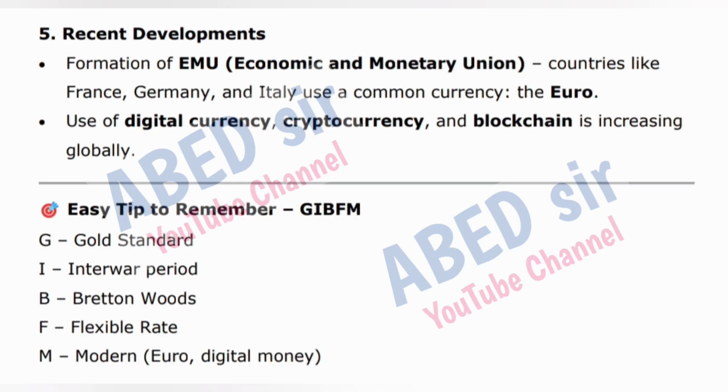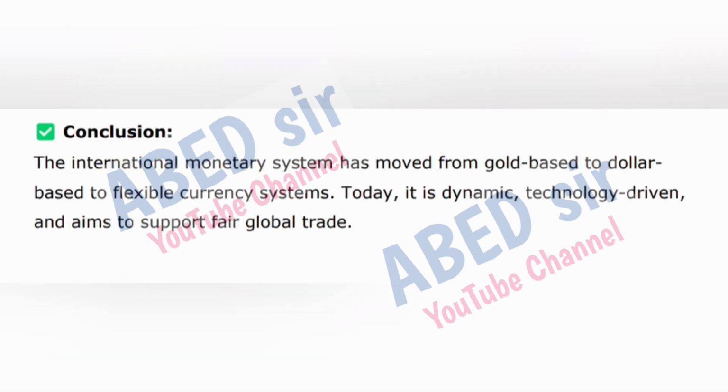Easy tip to remember: GBFM. G, Gold standard. I, Interwar period. B, Bretton Woods. F, Flexible rate. M, Modern, euro, digital money. Conclusion. The international monetary system has moved from gold-based to dollar-based to flexible currency systems. Today, it is dynamic, technology-driven, and aims to support fair global trade.